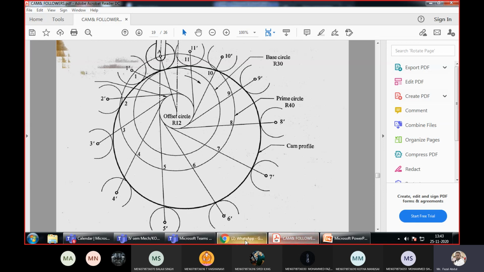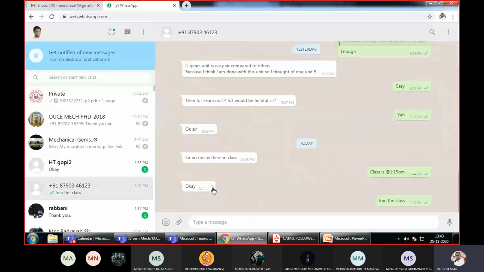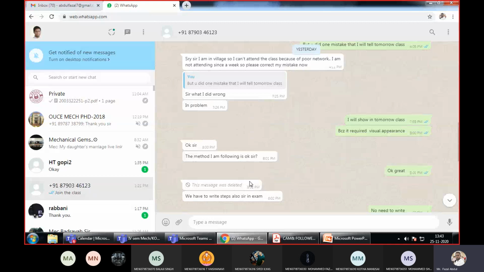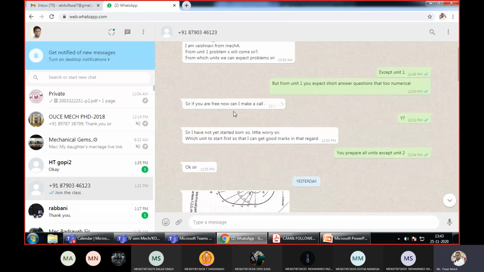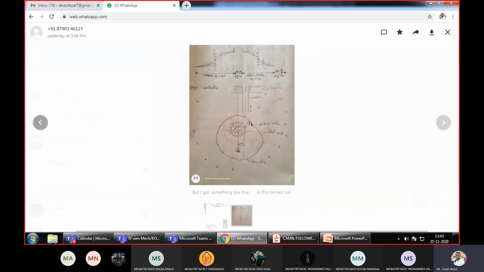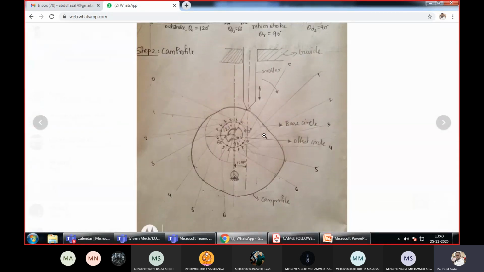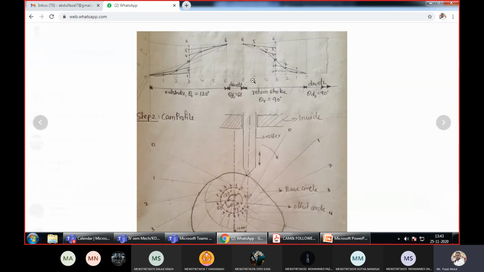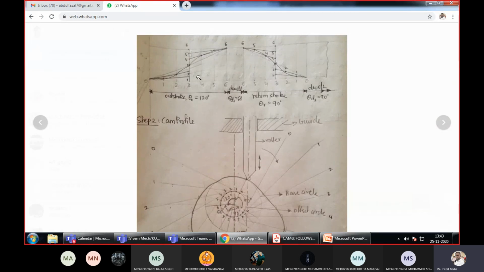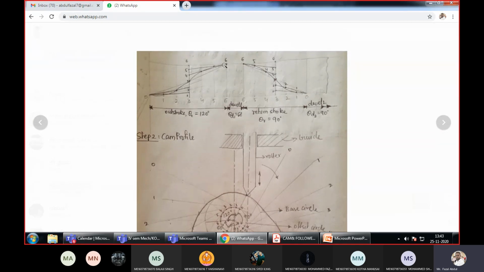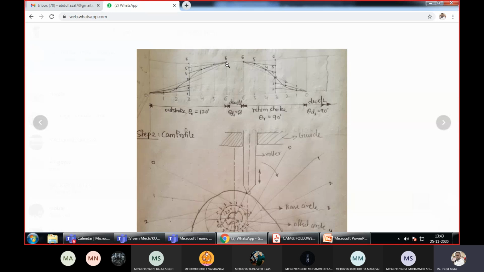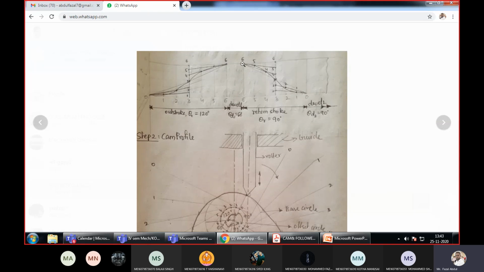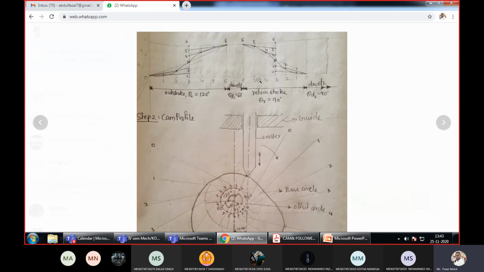See here, somebody yesterday sent one photo. Vaishnavi is her name. She drew the diagram. See here, very good. But the thing is, she drew the displacement diagram. If you see, she drew one curve here. Then she stopped. Again, she started drawing the curve from the 6th point to O.